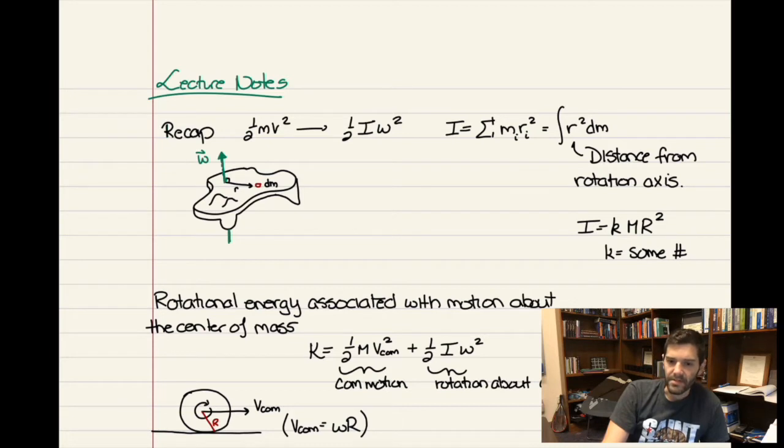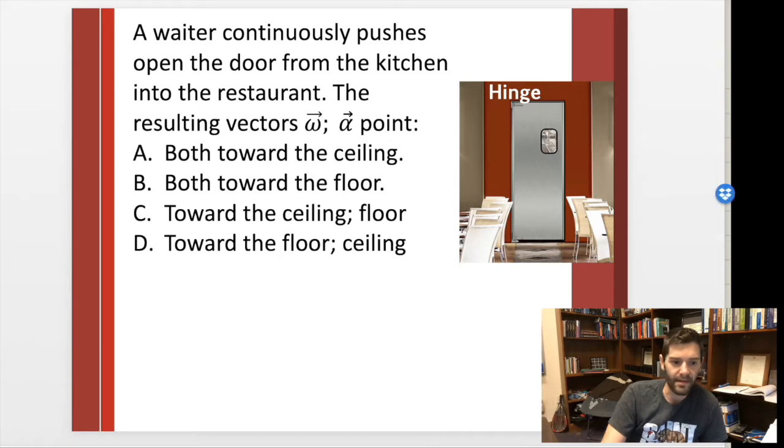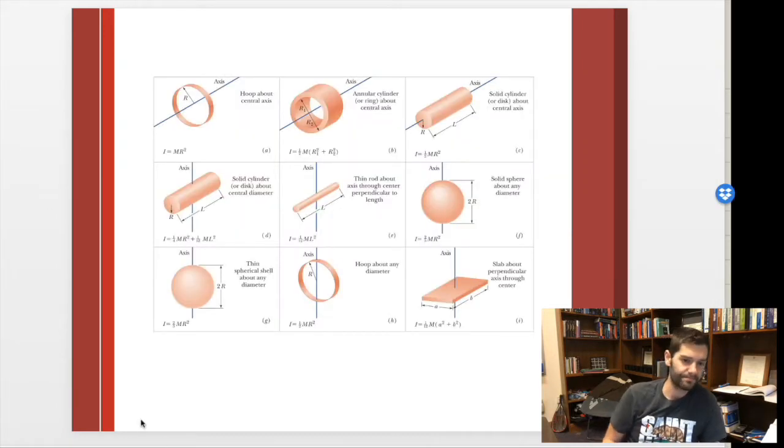Usually in the problem, there is some characteristic mass, which is the total mass, and there's some characteristic size. Like if it's a sphere, the characteristic variable is the radius. If it's a cylinder, usually the characteristic variables might be the radius and the height. For a hoop, it might be the radius again. For a box, if it's a square box, it might be the length of one side. And so you can always write these in terms of some number times the total mass times the square of this characteristic length. And we saw that with the ones that are given in your book.